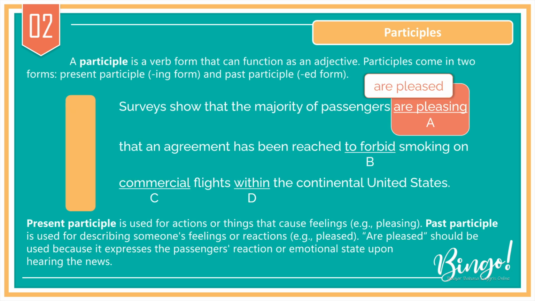Answer 2. A participle is a verb form that can function as an adjective. Participles come in 2 forms, present participle, ing form, and past participle, ed form. Present participle is used for actions or things that cause feelings, e.g. pleasing. Past participle is used for describing someone's feelings or reactions, e.g. pleased. Are pleased should be used because it expresses the passenger's reaction or emotional state upon hearing the news.